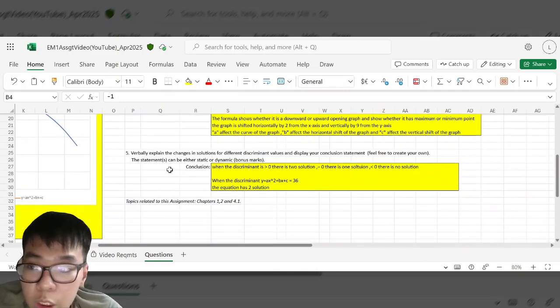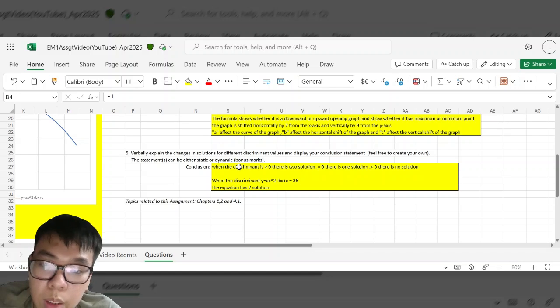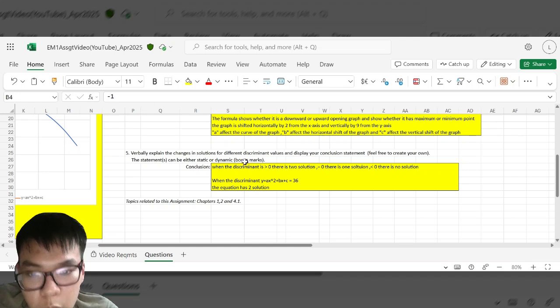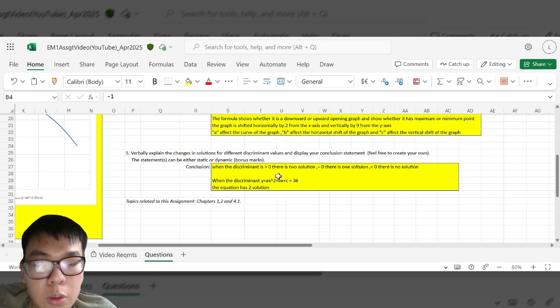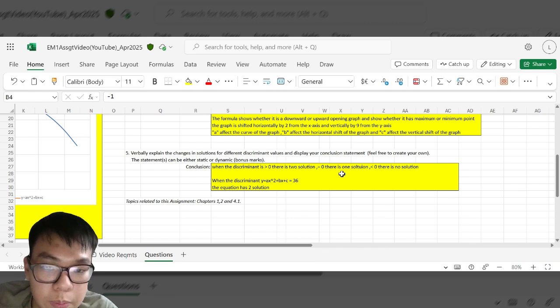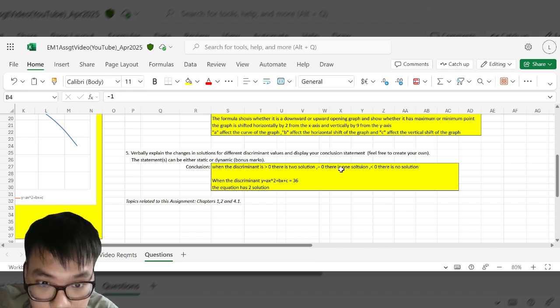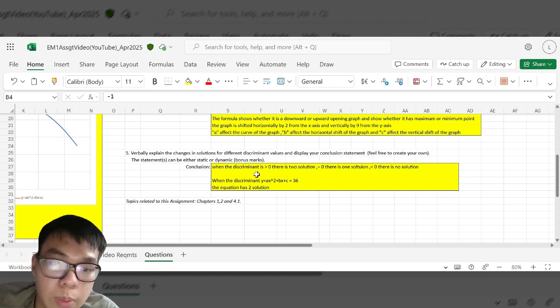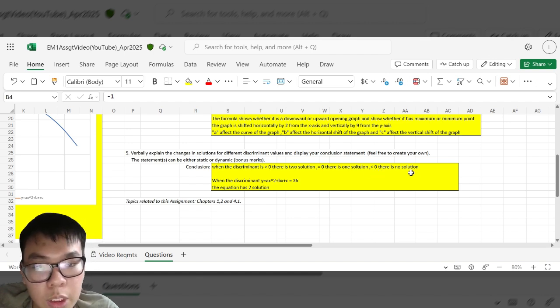So the discriminant will determine the nature of the roots. When the discriminant is greater than 0, it means there are two real roots, meaning there are two solutions. When the discriminant equals 0, it means there is one real root, and it means one solution. When the discriminant is less than 0, it means there are no real roots and there is no solution.